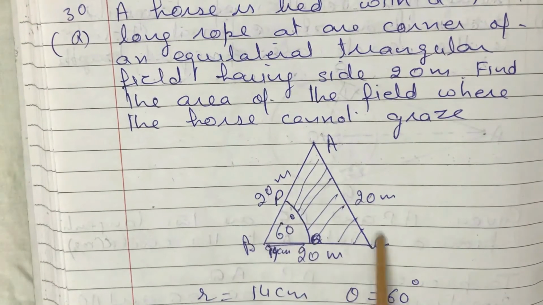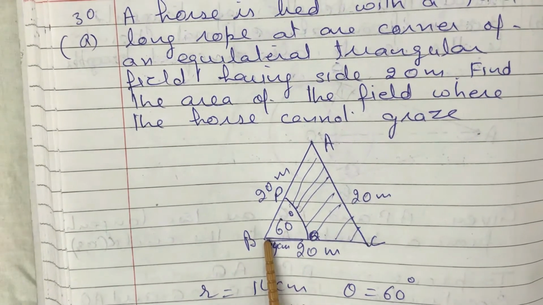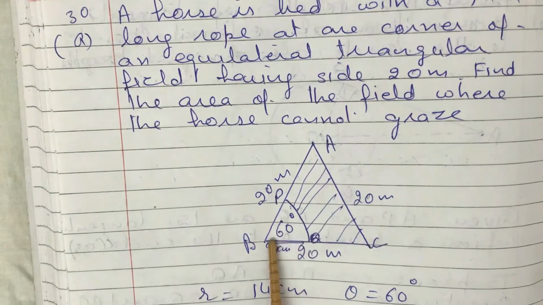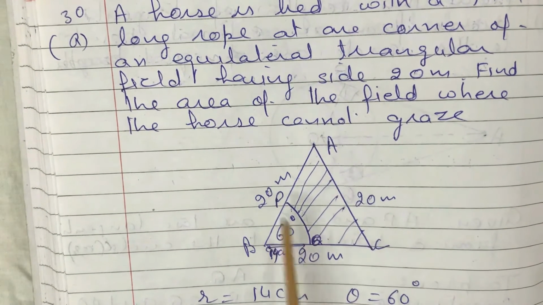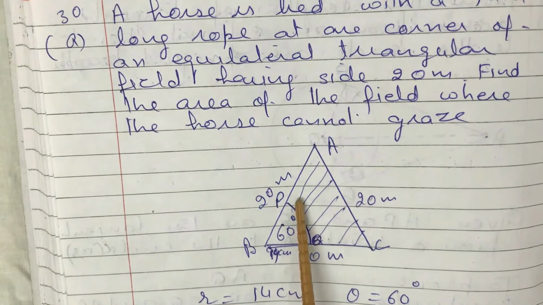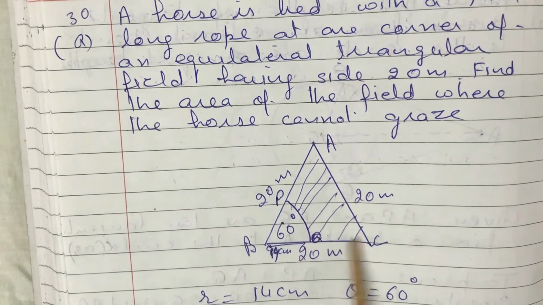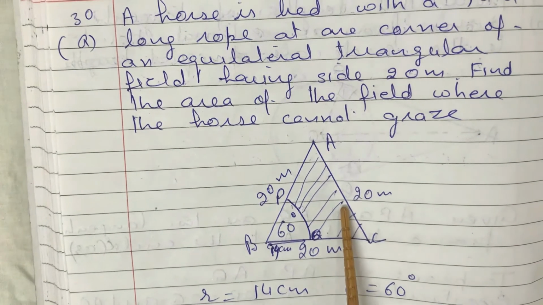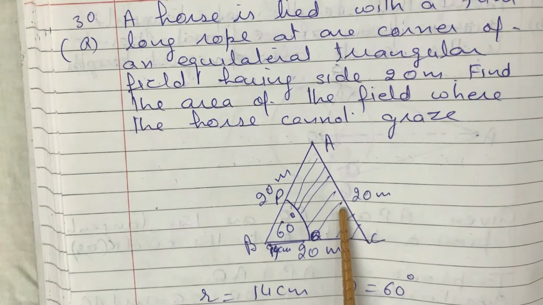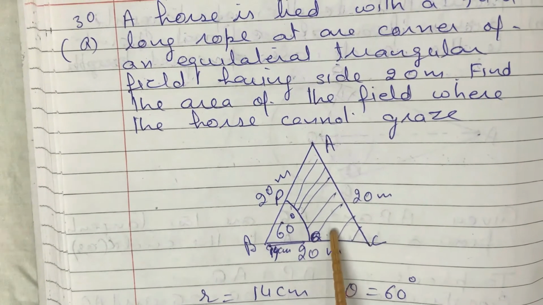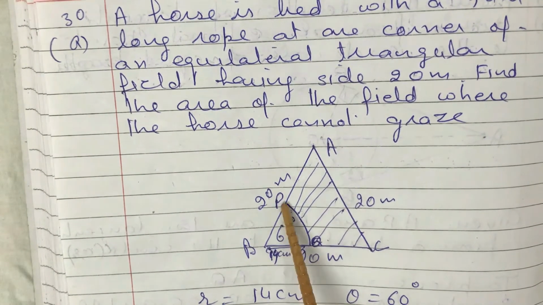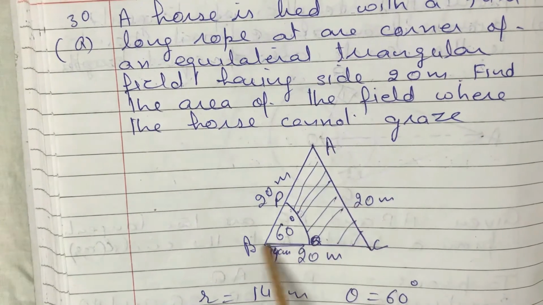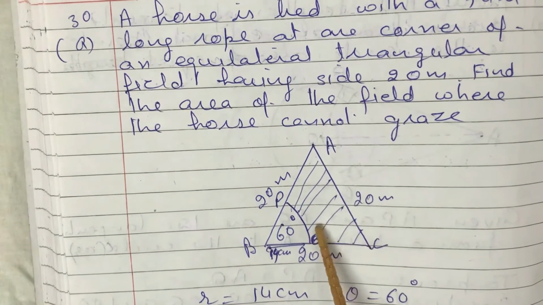This is a triangular field and the horse is tied here. It is tied with a 14-meter long rope and since it is an equilateral triangle, all the sides are 20 meter. So I am to find the area of this portion. It means I am to find where the horse can't graze. And this is the portion where the horse can't graze. So if I subtract the area of this sector from the area of this triangle, I'll get the required result.